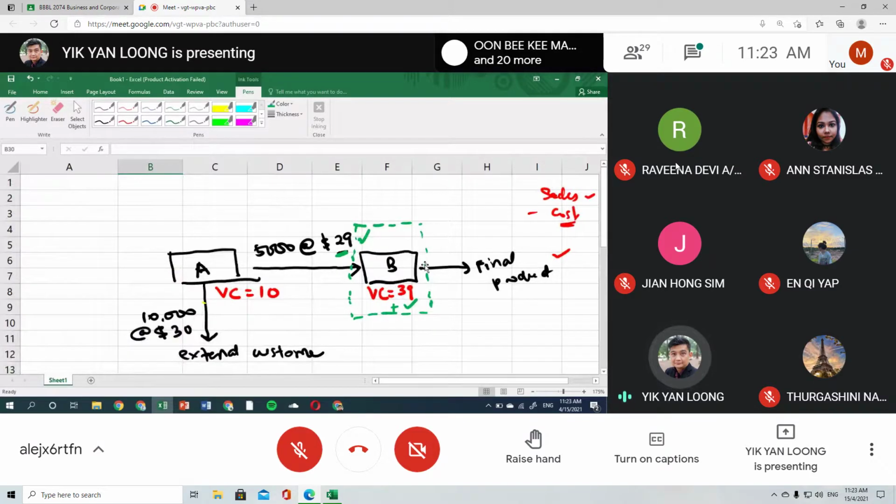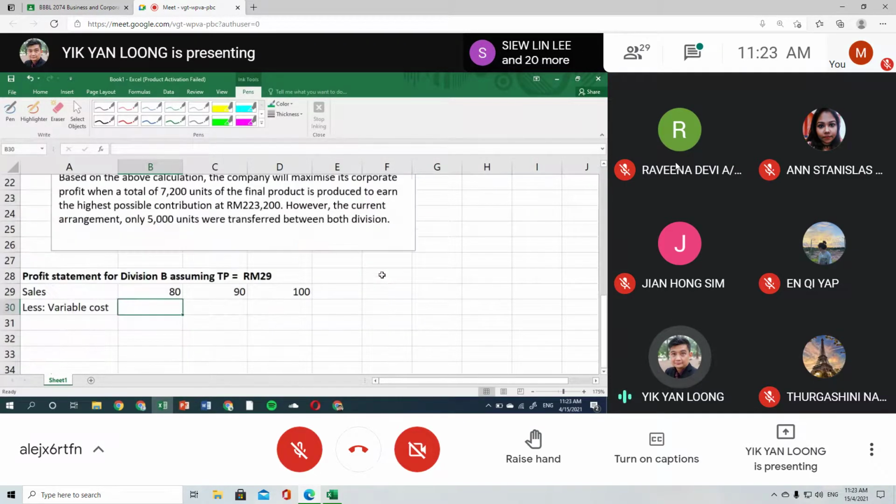Variable costs are incurred by B in order to manufacture the final product, so it will be 29 plus 39. Right, so the variable cost will be 68. Therefore, unit contribution will be 80 minus 68. Same goes for the rest.